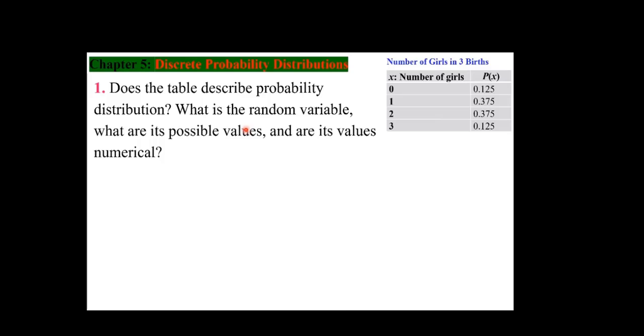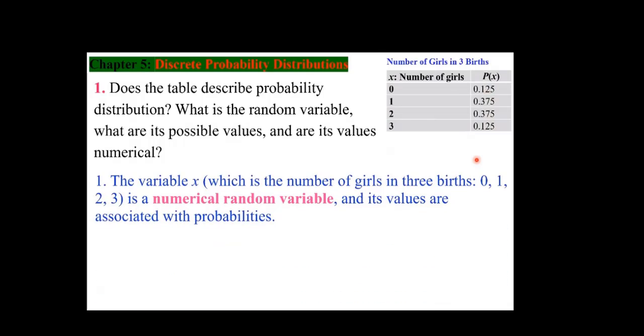Is its value numerical? Is this describing a probability? For this to be a probability, this must be numerical. It is. The probability in each case must be between 0 and 1. It is. And they must add up to 1. Those are the main things that you want to be careful. So the variable x, which is the number of gears, 0, 1, 2, 3, is a numerical random variable. And they are associated with probabilities.